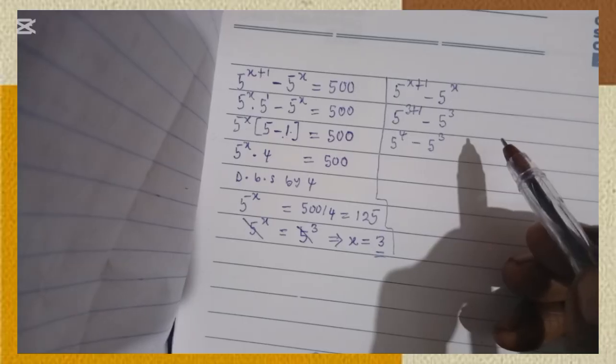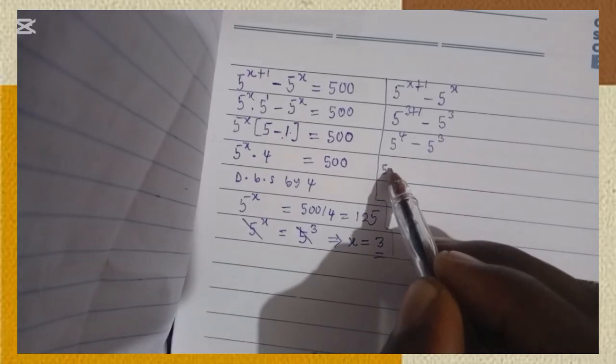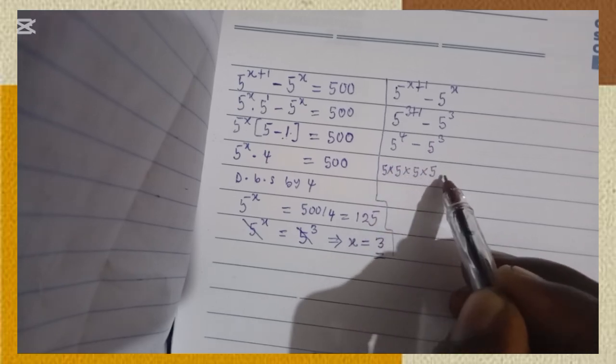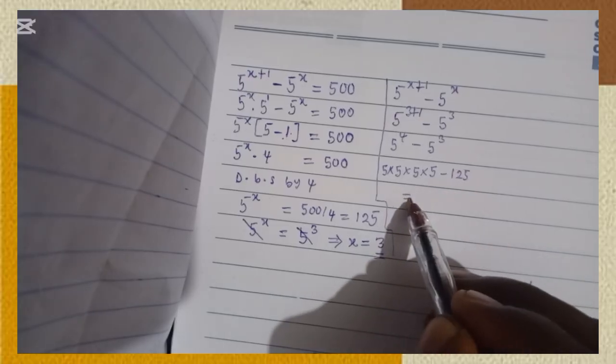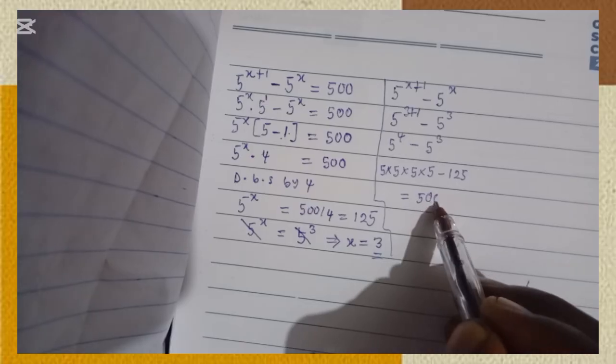Okay, when you do this, you are going to have 5 times 5 times 5. When you multiply that, maybe you can use your calculator to do that, minus 125, you're definitely going to get your answer. So you know what, I'm just going to leave it to you to verify for yourself.